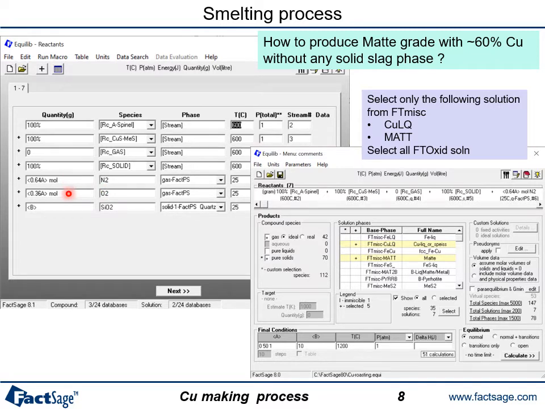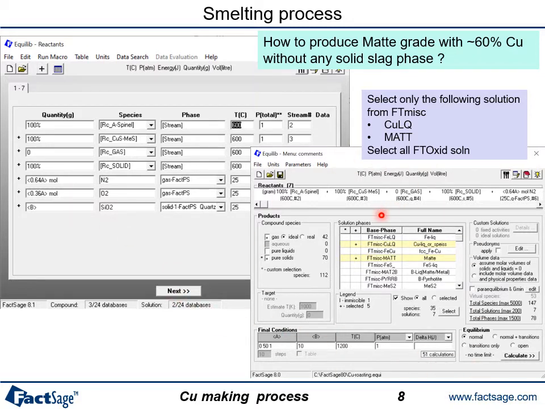And typically in the copper smelting process, people want to use more highly concentrated oxygen air. So instead of using normal air, I just make a special air, 0.36 moles of O2 and 0.64 moles of N2, actually the air. So it's a 36% oxygen enriched air. Okay, so you set it in this way, and then you go to the next.